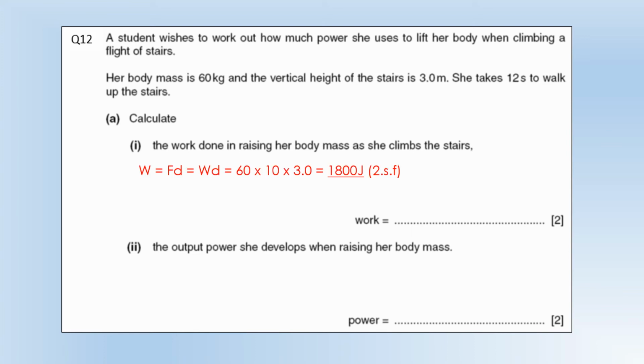So let's first of all work out how much work she's done. To do that, we need to multiply the force by the distance. The force she's going to need to apply is to overcome her weight force, and the distance is the 3 meters that she walks upwards, giving us a total work done of 1800 joules. And if we want to calculate the output power, power is going to be the energy transferred divided by time. We transferred 1800, we've done it in 12 seconds, so that's 150 watts.